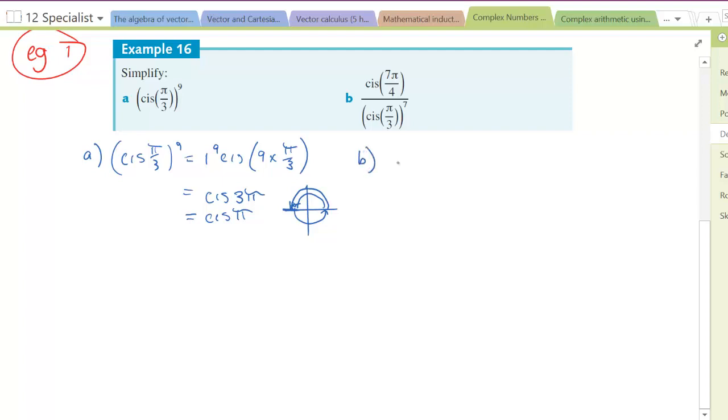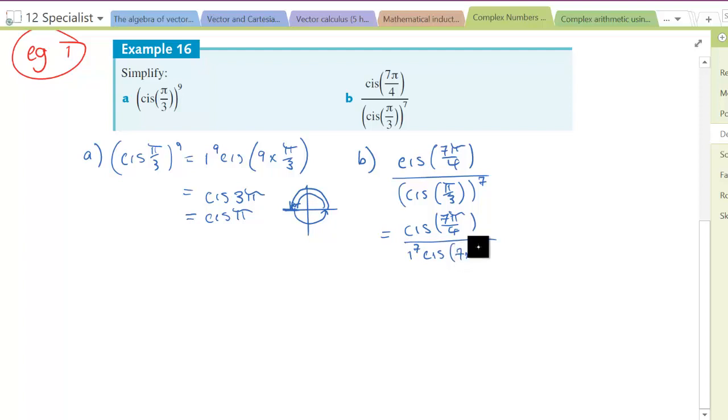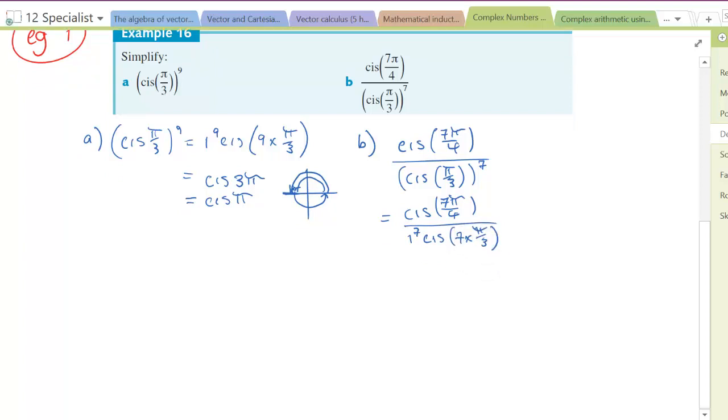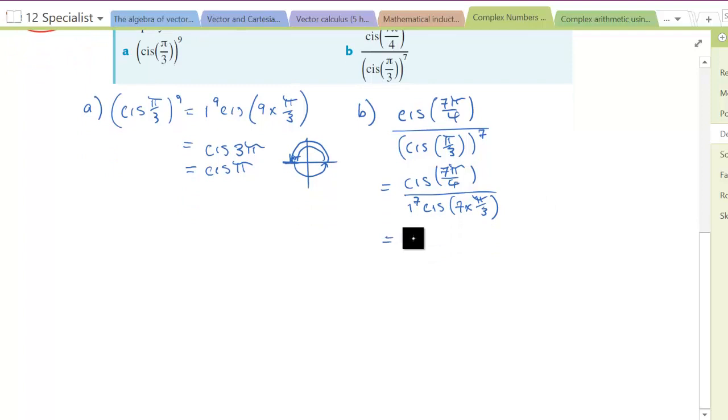When we look at part B, and we've got cis 7 pi on 4 over cis pi on 3 all to the power of 7, we apply De Moivre's to the denominator. So we have cis 7 pi on 4 in the numerator, and on the denominator it becomes 1 to the power of 7 cis 7 times pi on 3. And that simplifies down to cis 7 pi on 4 over cis 7 pi on 3.